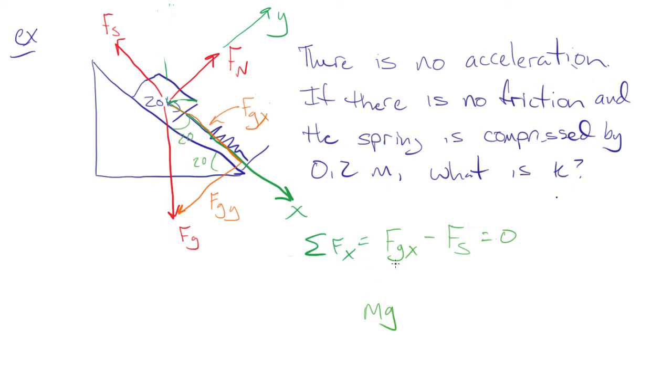I need then, since this angle is 20, I need to know the cosine. Mg times the cosine of 20. I'm sorry, that's not 20. Don't get mad at me yet. I know, 2 mistakes in a row. Oh my goodness.